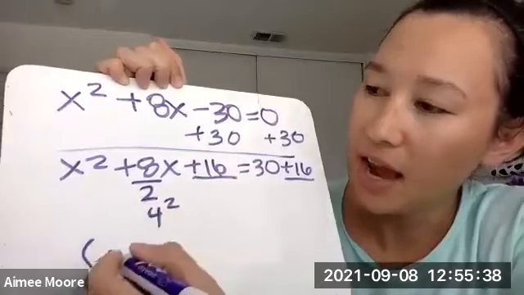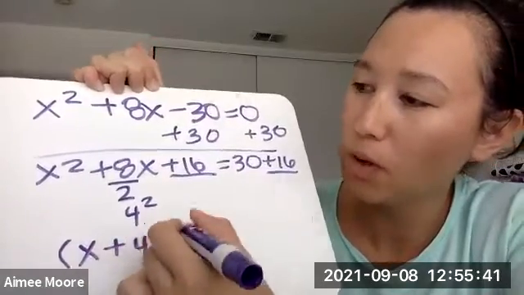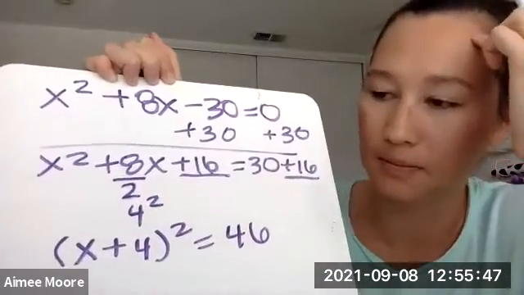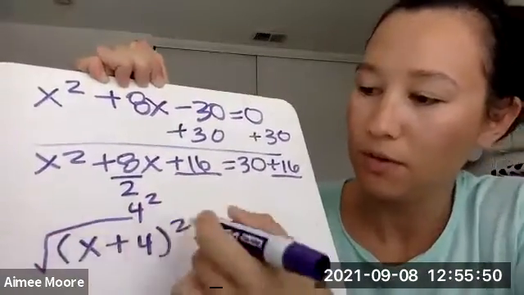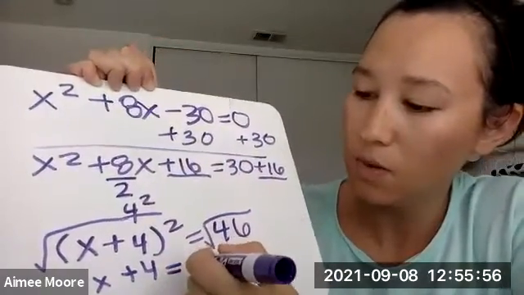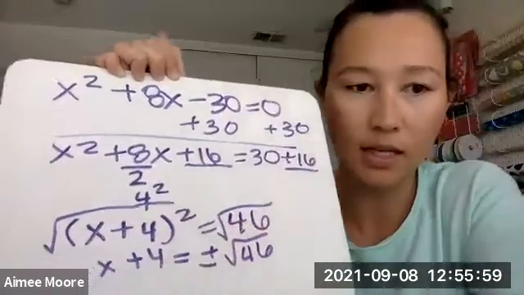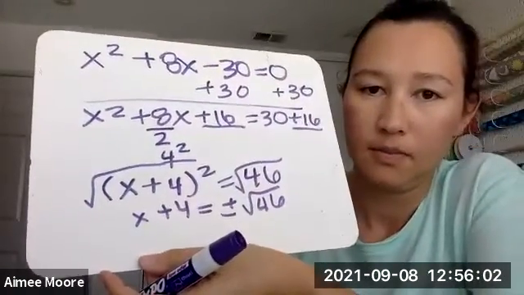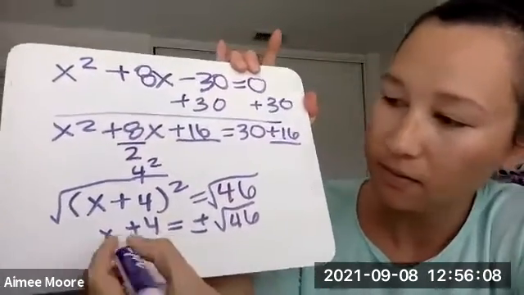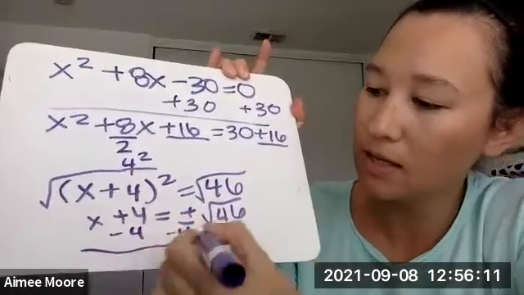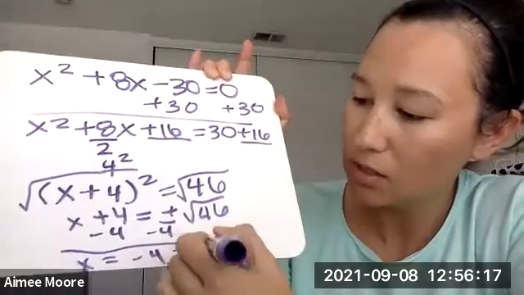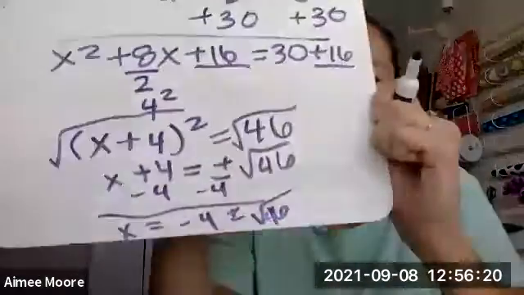Okay, so now we know that this is going to be x plus 4 squared equals 30 plus 16, which is 46. We have to take the square root of both sides. Yeah, x plus 4 equals plus or minus the square root of 46. And so we need to isolate x. So we subtract 4 from both sides. And x equals -4 plus or minus the square root of 46.